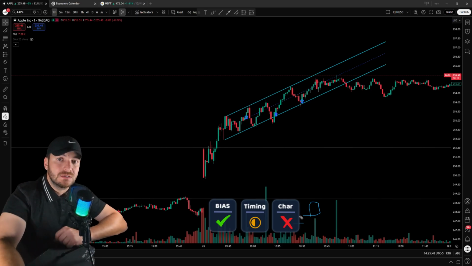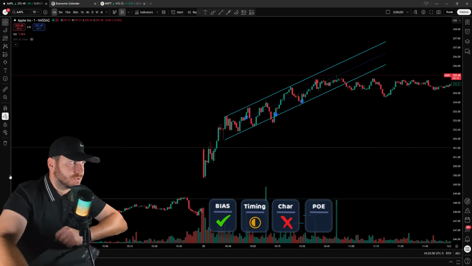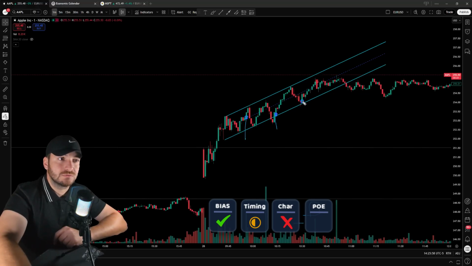Good. The next one is the point of entry. And point of entry is very similar to what we had in the timing probably. This one: not good, good, and really good. So I will give myself a 50% here.